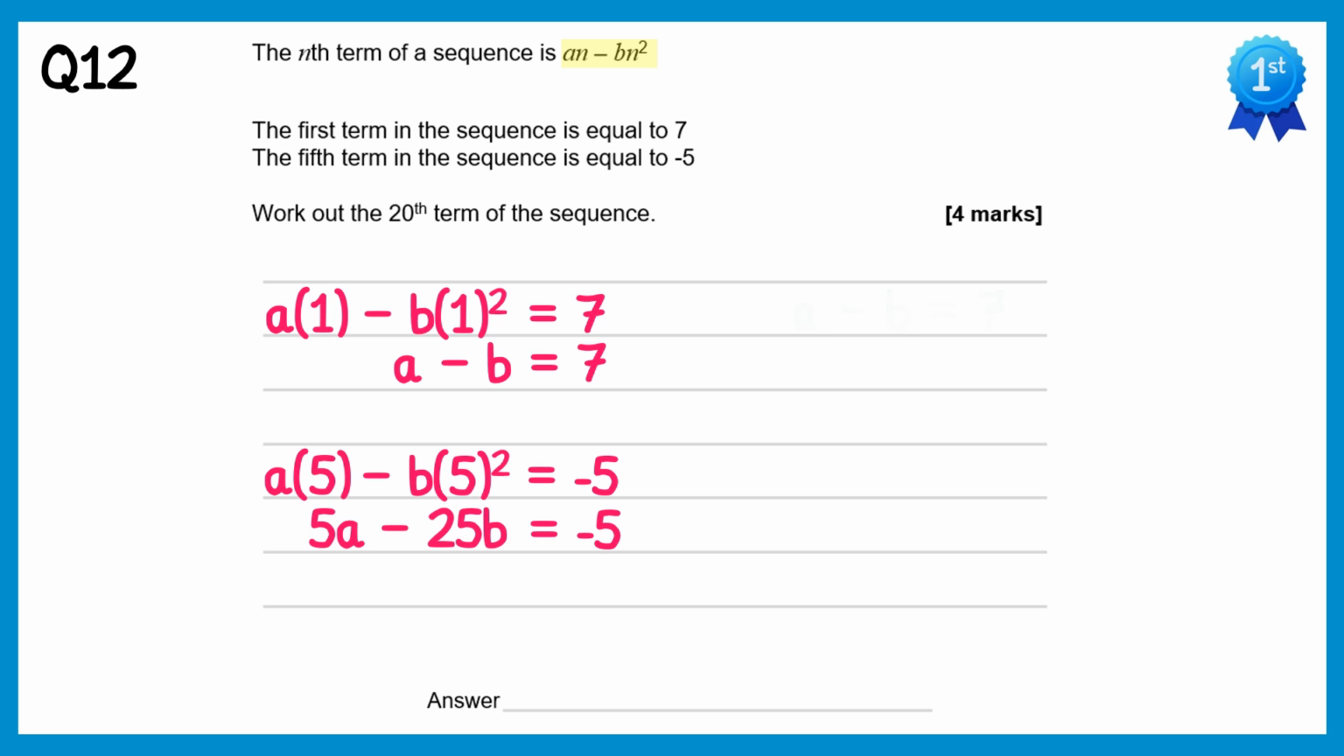We've got a minus b equals 7, and also 5a minus 25b equals negative 5. We can solve these by multiplying the first one by 5, so we get 5a minus 5b equals 35.